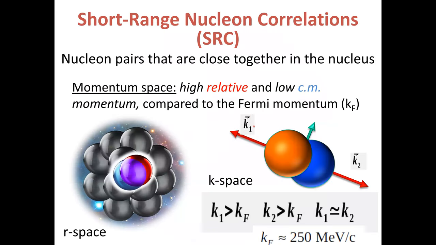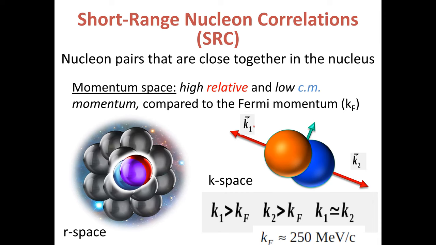But let me redefine this in a better way for me, as an experimentalist. I'm going to go to momentum space. When the two nucleons are close together, the relative momentum is high. So I'm going to look in the ground state of the nucleus for two nucleons. Each one of them has momentum which is substantially above the average momentum of a nucleon in nuclei, above the Fermi level. And the two momenta, the two big momenta, are balancing each other roughly.